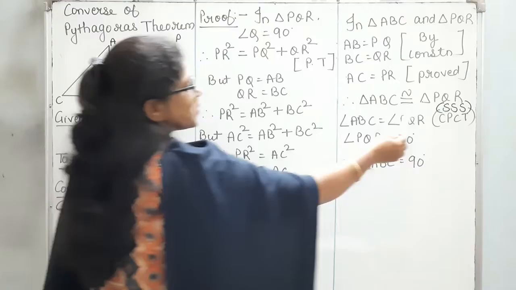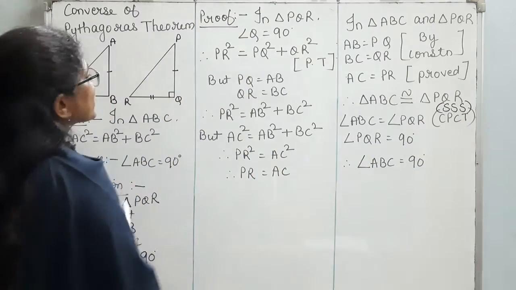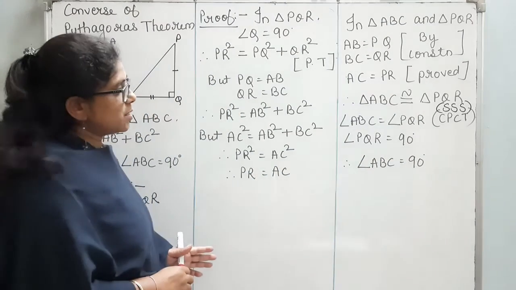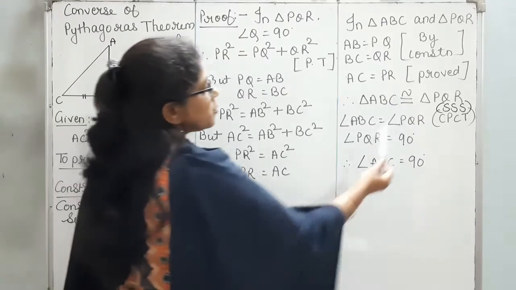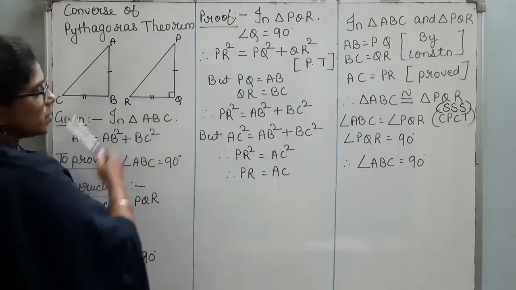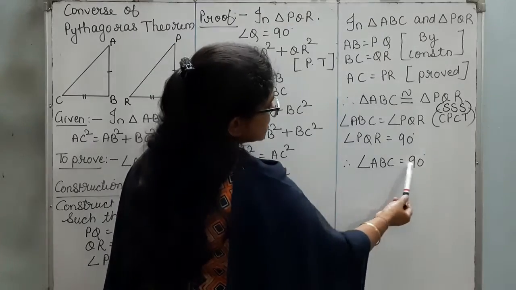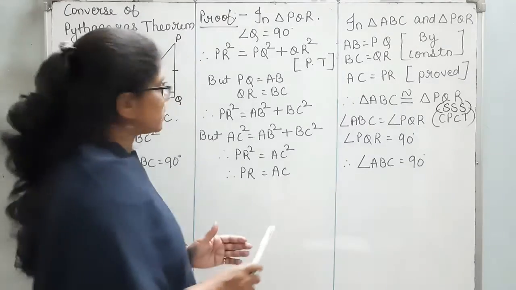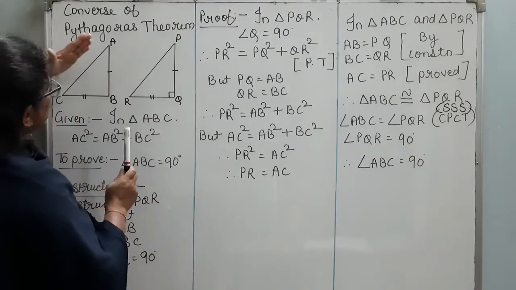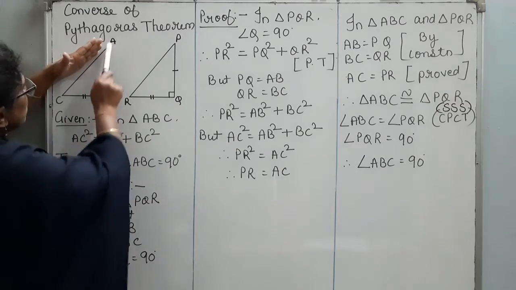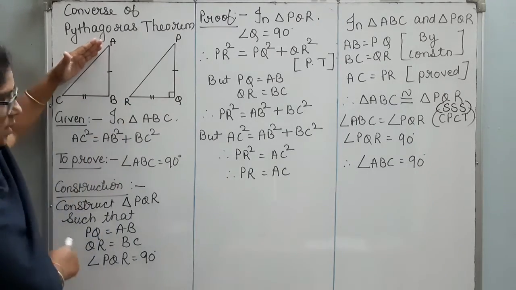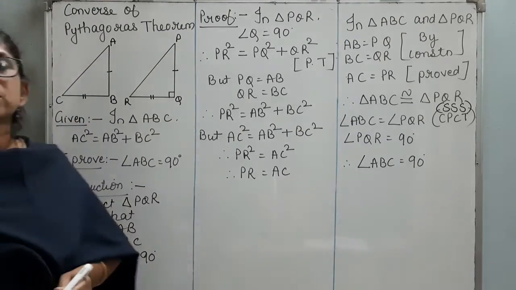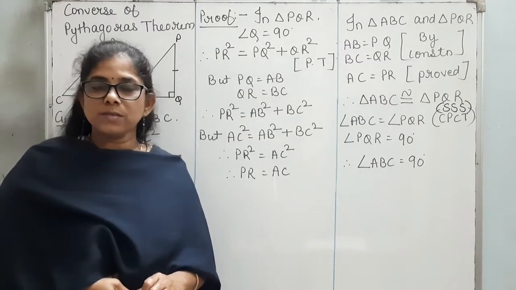And as these two triangles are congruent, angle ABC is equal to angle PQR, because corresponding parts of congruent triangles are equal. But what is our angle PQR? Angle PQR is 90 degrees. So angle ABC is also 90 degrees. So this is how we prove here that in a triangle, if the square of one side is equal to the sum of the squares of the other two sides, then the angle opposite to the first side is 90 degrees. So this is the converse of Pythagoras theorem.